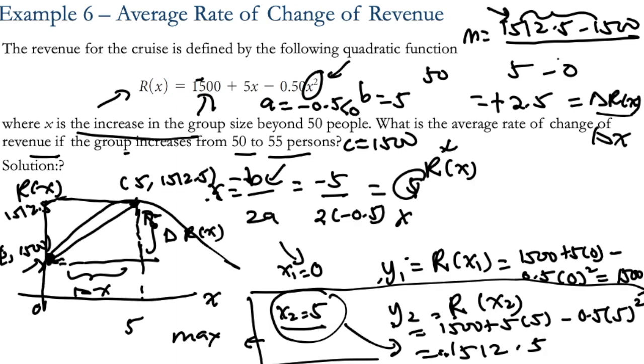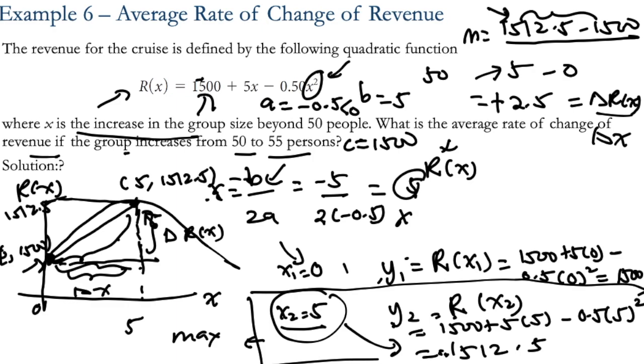The change in x is this one, isn't it? Which is this one. So the average rate of change in this case is the slope of the second line, which we have found here. Is it clear? So that's how you visualize it.